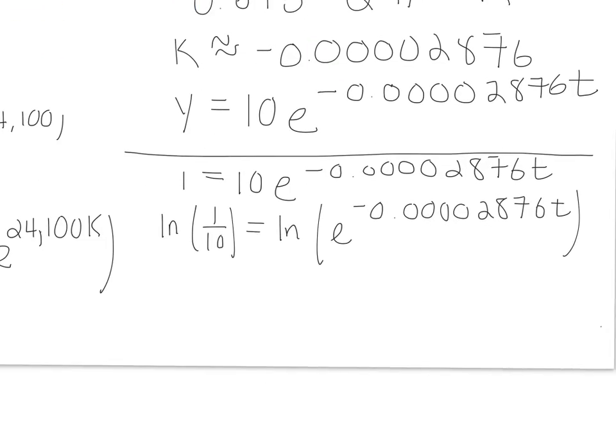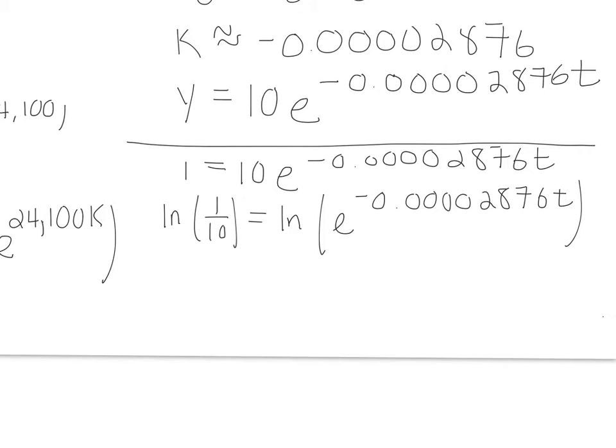Okay, and then, so let's see, the natural log of a tenth is about negative 2.30259. And then again, the natural log and e are going to cancel each other out effectively. That's a negative sign.